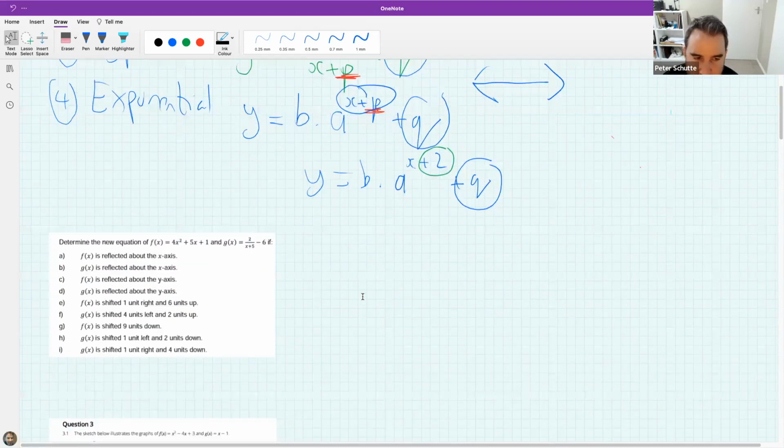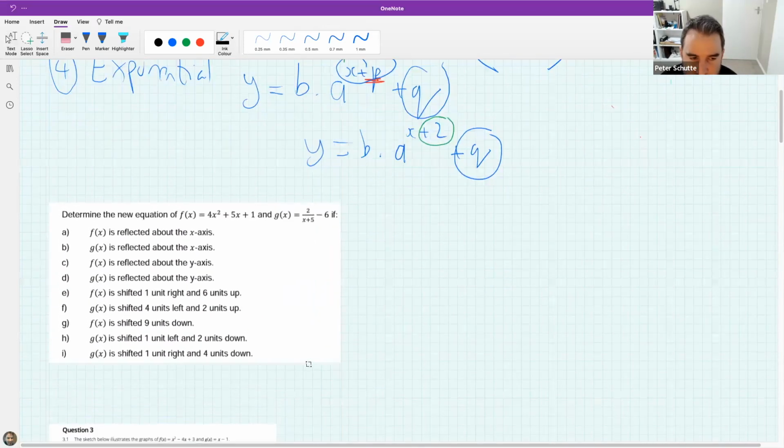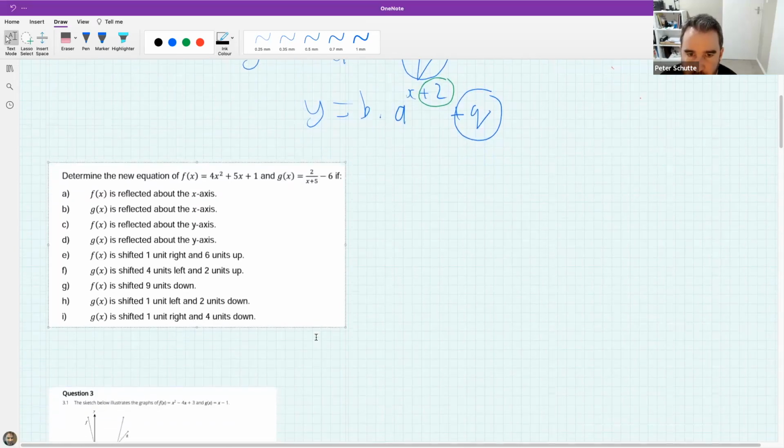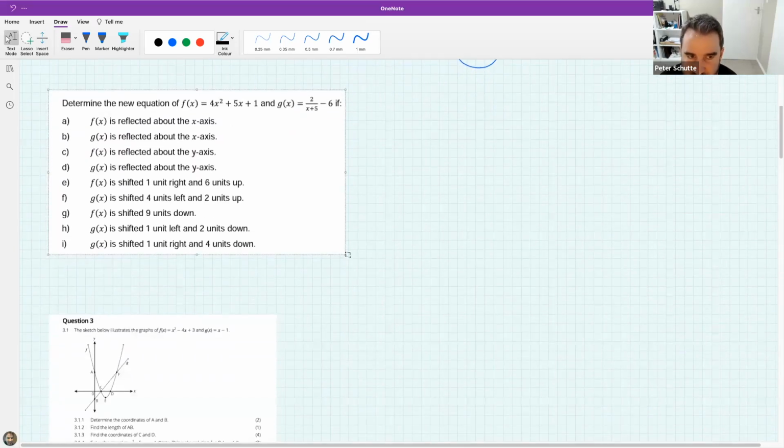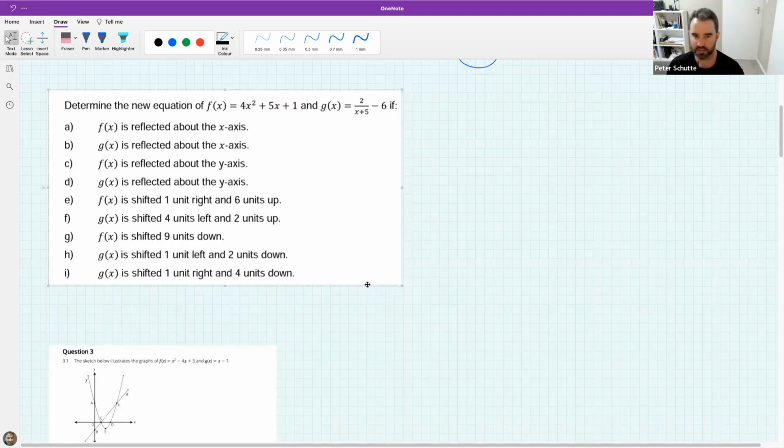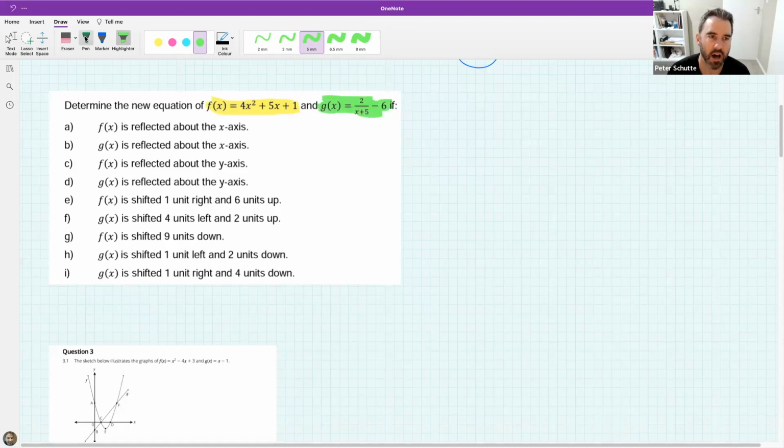All right, you guys are ready for the main event. So you've done a bit of a revision of the basics of these different types of functions. So let's do some application. What we have here is what looks to me like a parabola. And then we have G, which looks to me like a hyperbola.